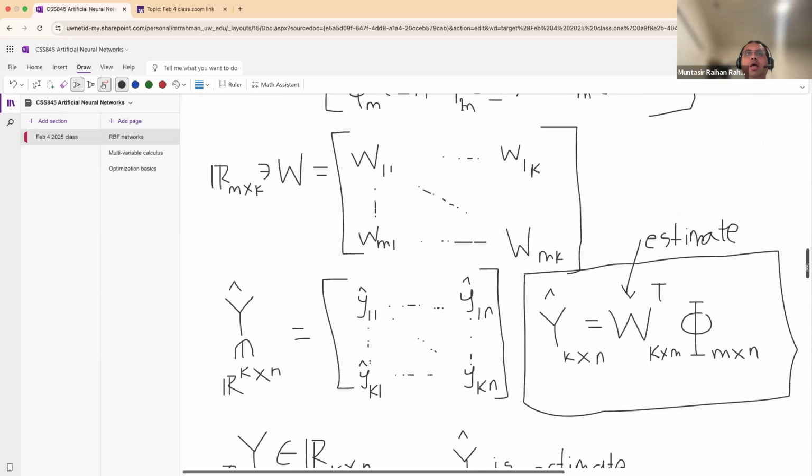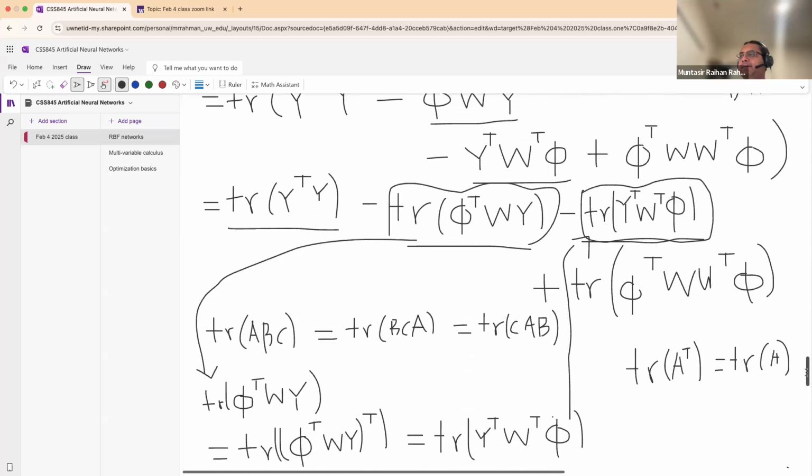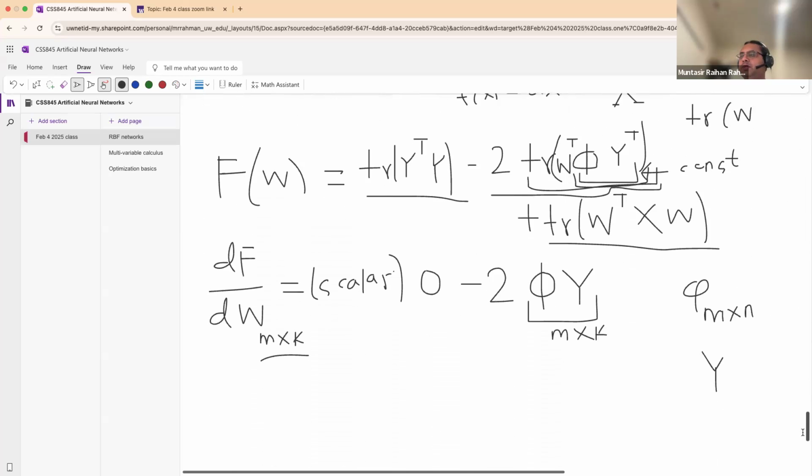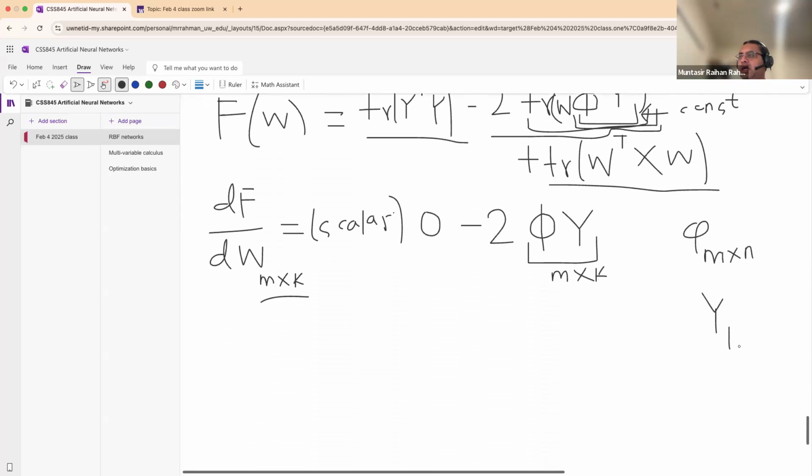Can anyone tell me? Y is k by n. Okay, so y is k by n. But now phi times y, we cannot multiply because the dimensions don't match, right? N and k don't match. So what can we do here to make it match? Transpose y. Exactly. We just transpose y and then this makes sense. Very good. So now we have a proper matrix for this one.